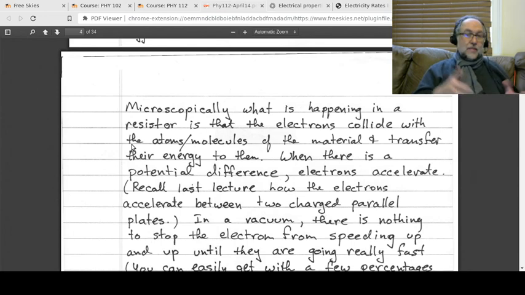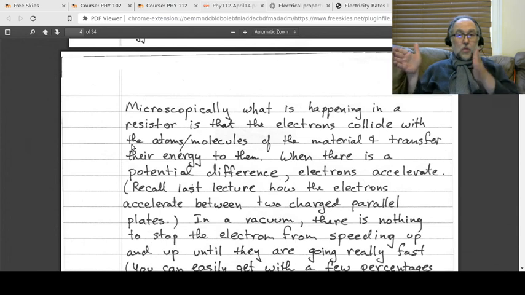So what happens is in a resistor, as the electrons flow, they transfer their electrical energy over to the atoms and molecules of the solid. This means that they're moving faster and they heat up. This process is known as Joule heating, okay? It can't happen in a vacuum because the electrons have nothing to hit.